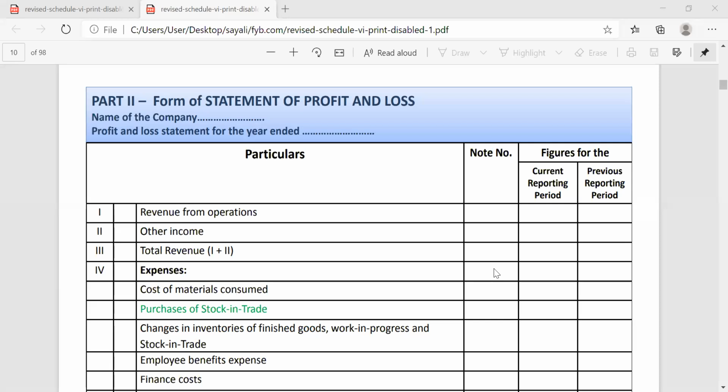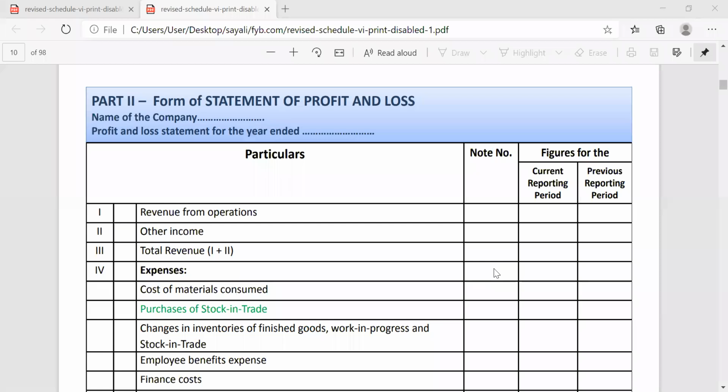So again, there are the headings related with the important aspects, income and expenditures, related with the profit and loss account. The first heading is revenue from operation. As you see here, there is no note number, because when you prepare some notes to account, the note number appears here. For the current reporting period, whatever the figures are, and for the previous reporting period, whatever the figures are, are recorded here. So revenue from operation is the first heading.